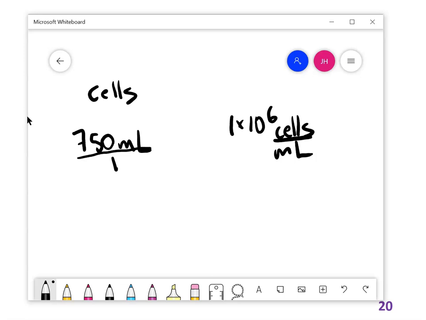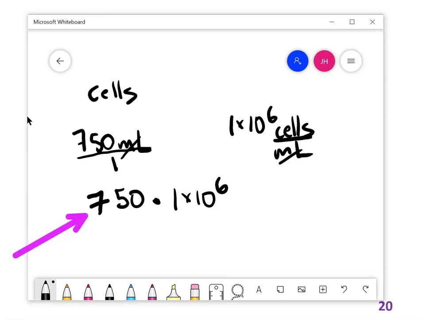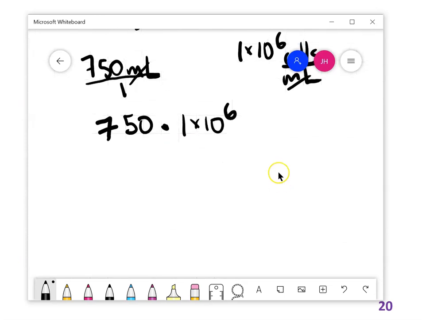So we think of this as on top. So if we multiply these together, the units are going to cancel and we'll be left with cells. So how do we do this and do all the scientific notation? 750, in this case we just multiply by times 1 times 10 to the 6th. What I'm going to do is change this into scientific notation, and then I'm going to add all the zeros.